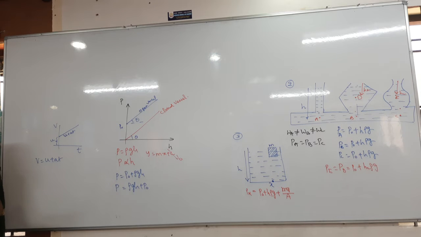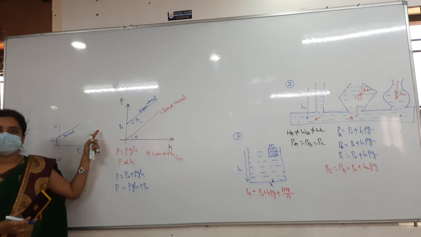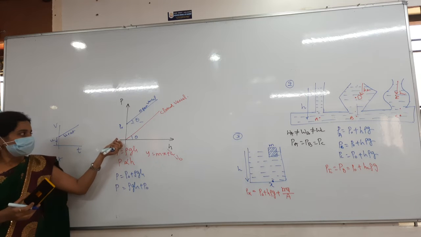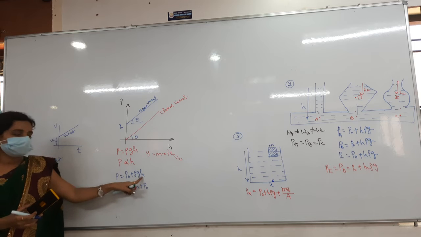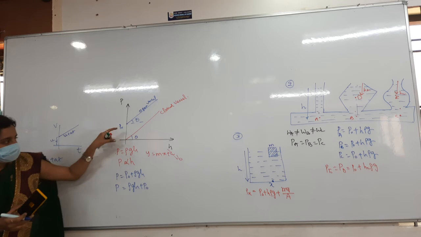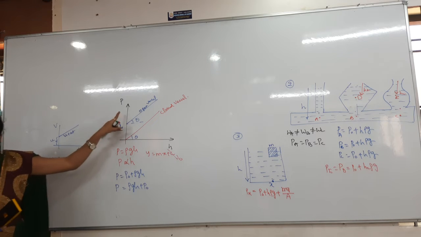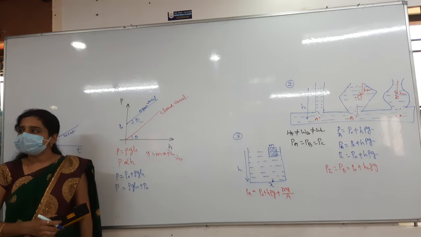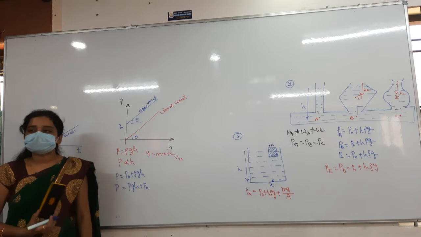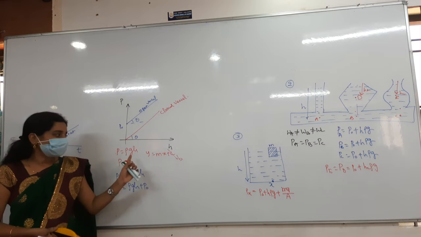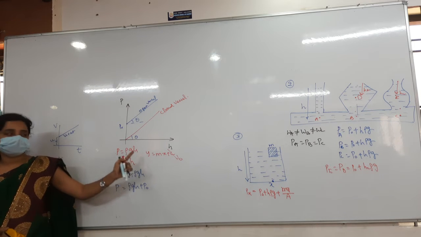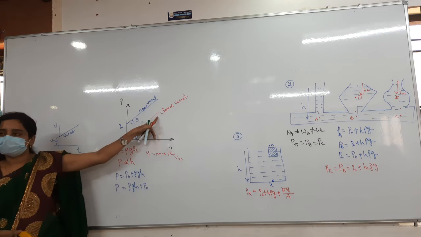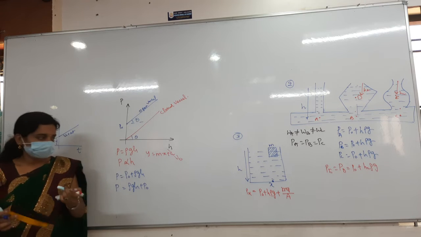In the same way, here it is starting from some value, that is P naught, then P naught plus h rho g we got. So first of all you have to take the initial value whenever the vessel is open. Whenever the vessel is closed, at that time atmospheric pressure is not there. So directly we will get P is equal to rho g h. P is directly proportional to h, so we get a straight line like this. Clear, two graphs?